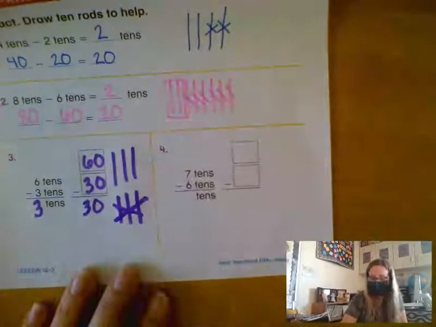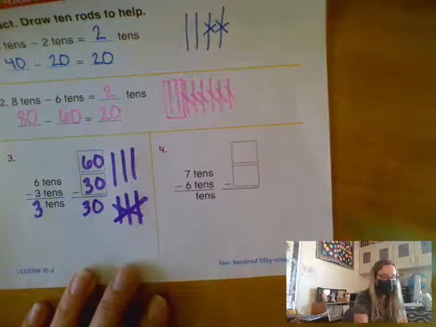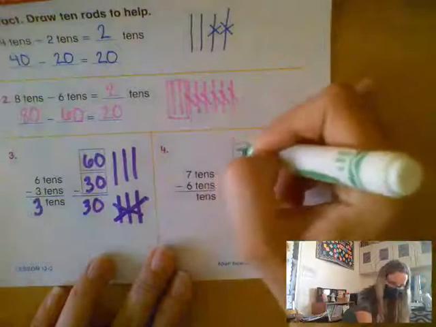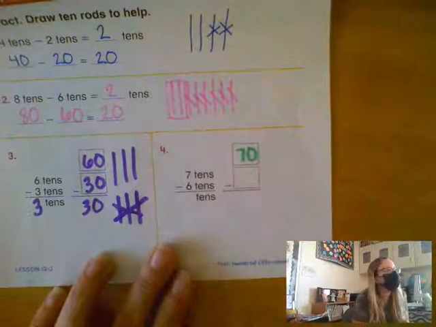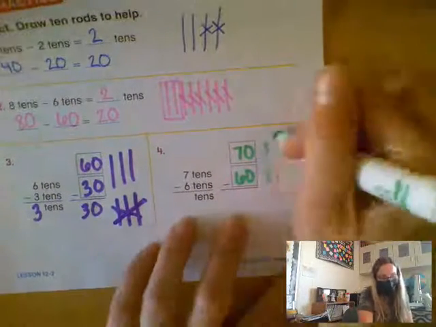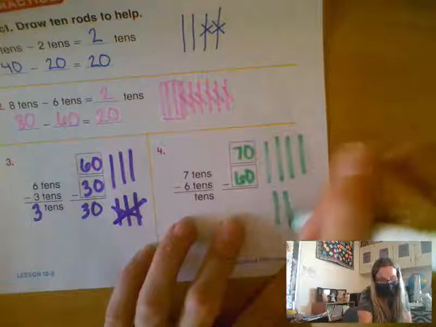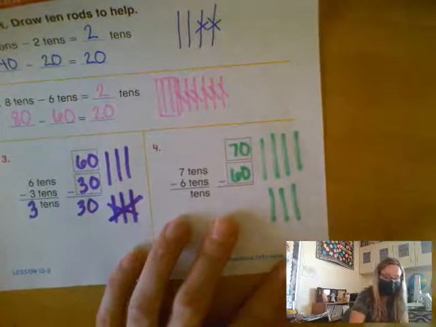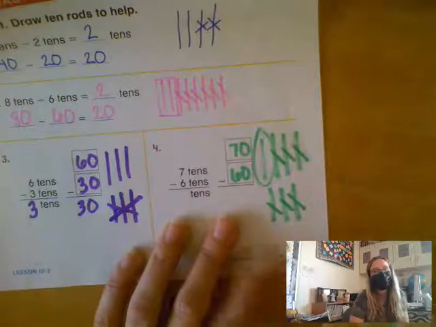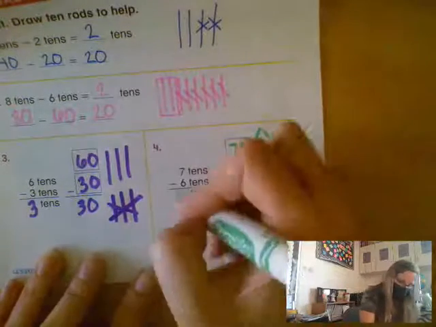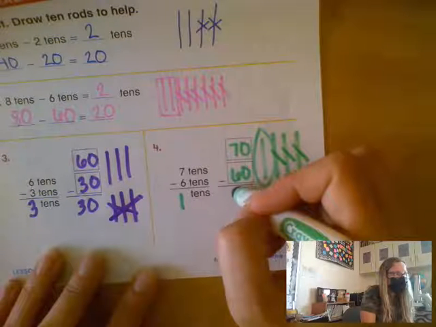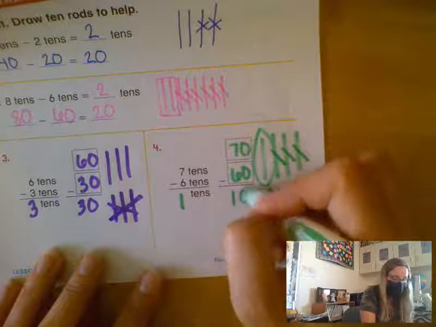All right, Miss Sage. Ready? 7 tens is how many ones? 70. Beautiful. 6 tens is how many ones? 60. If I draw out 1, 2, 3, 4, 5, 6, 7 tens, and I take away 1, 2, 3, 4, 5, 6, how many tens do I have left, Sage? 1 10, which equals how many ones? 1 10 is how many ones? 10. Good job.